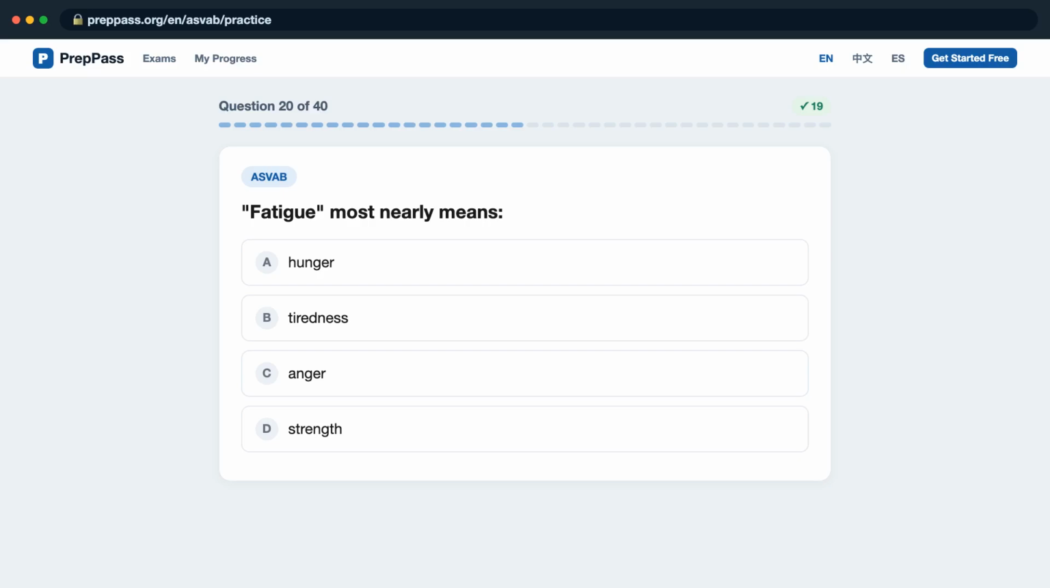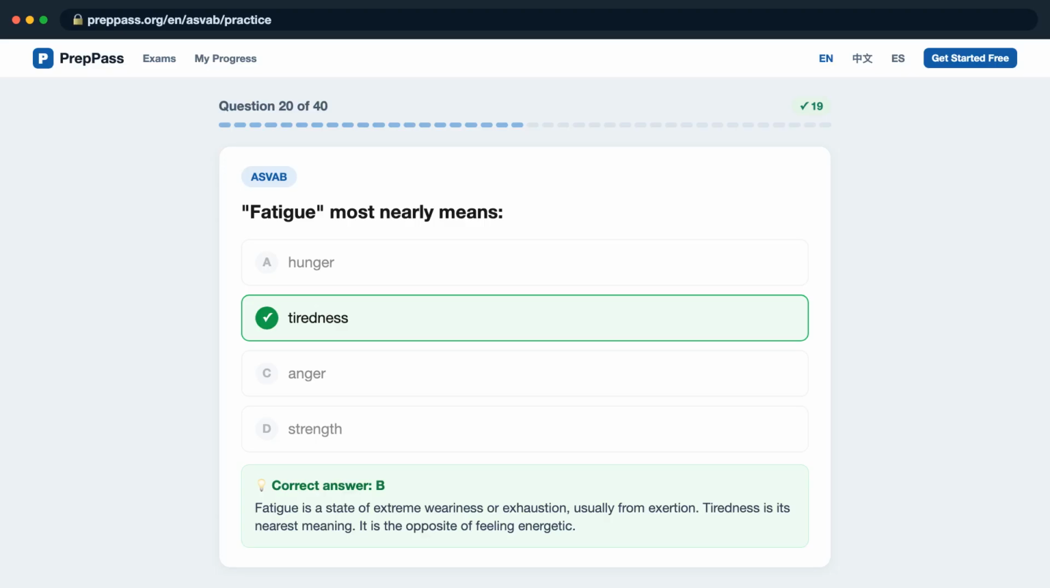Question 20. Fatigue most nearly means, is it A, hunger? B, tiredness? C, anger? D, strength? The correct answer is B. Fatigue is a state of extreme weariness or exhaustion, usually from exertion. Tiredness is its nearest meaning. It is the opposite of feeling energetic.